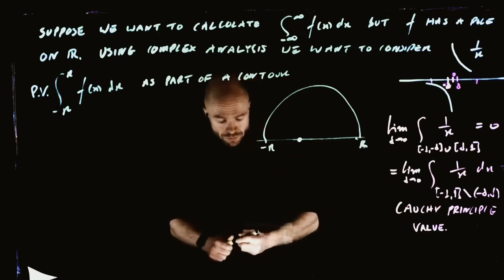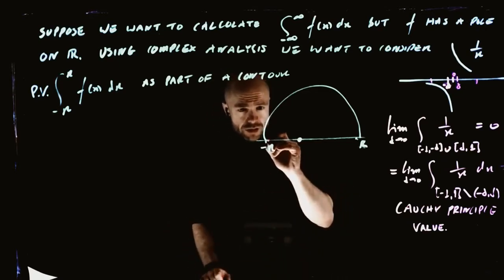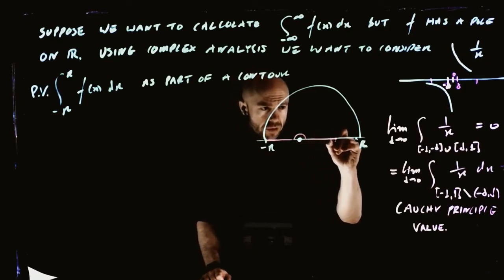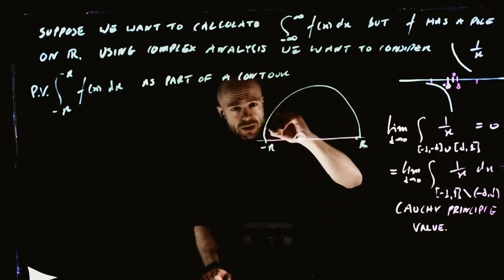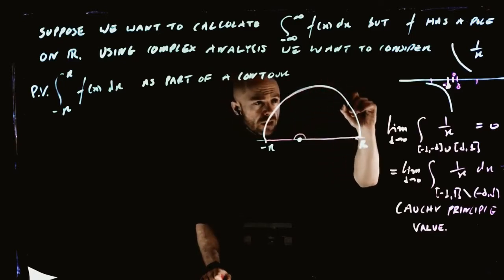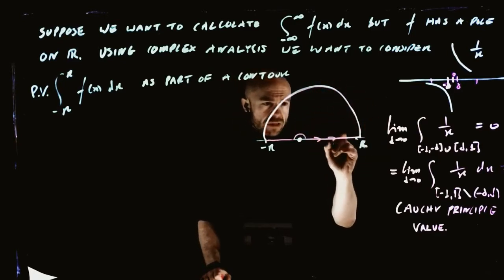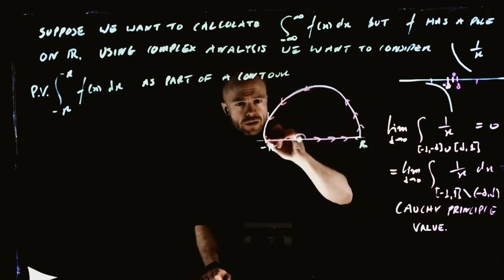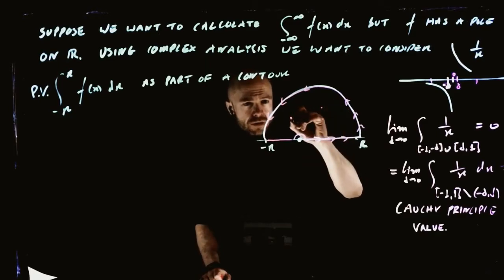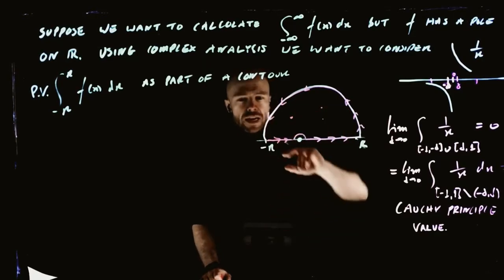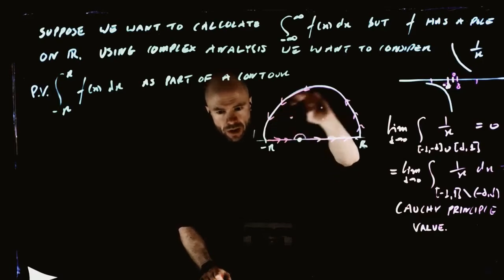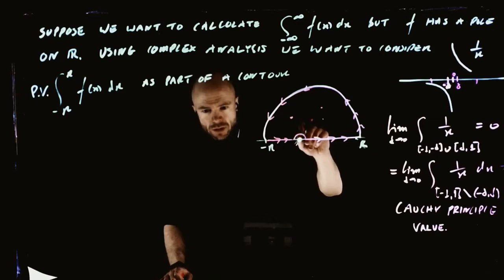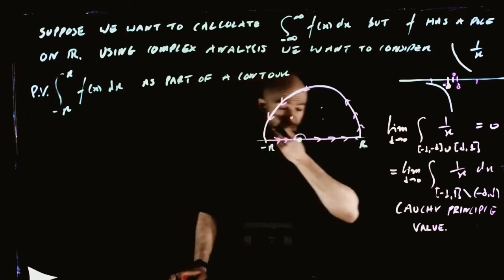So what we're going to do is just take a little bump around it like this. That thing will miss our singularity. And presumably there will be singularities in the upper half of the semicircle. So then we can actually apply the residue theorem to this contour. And what will that give us?